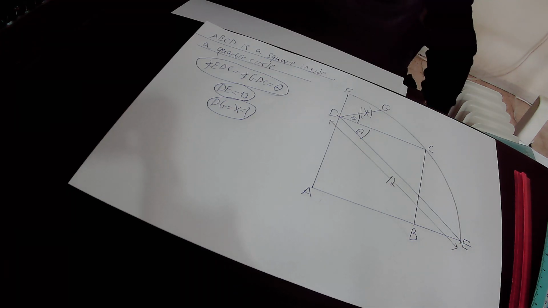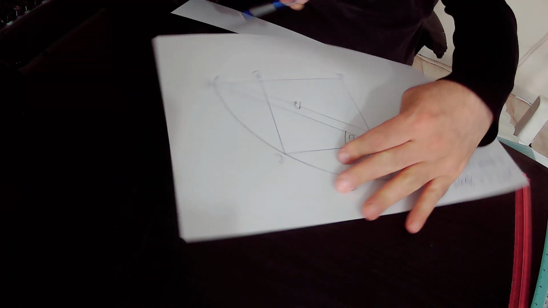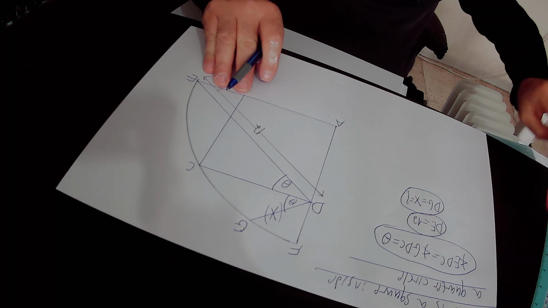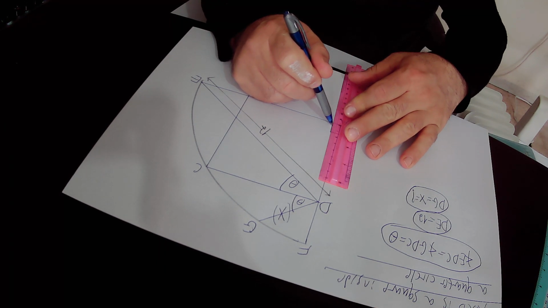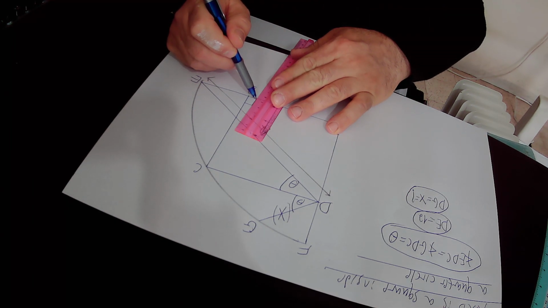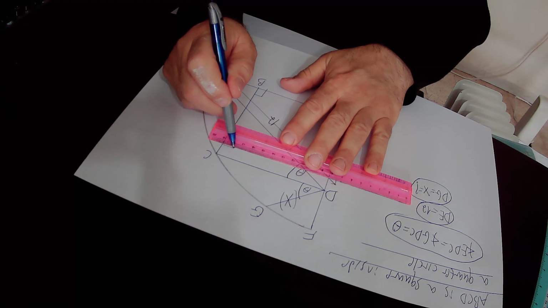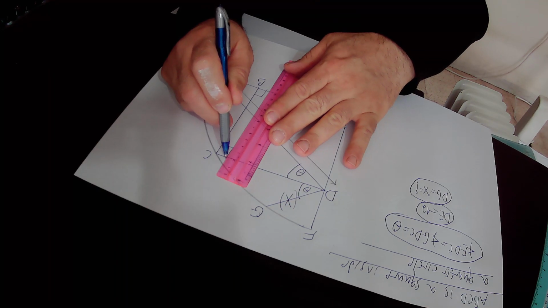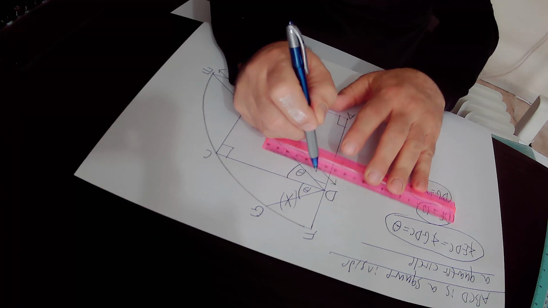So first of all, we know that ABCD is a square, and all the angles inside a square are right angles. So this angle is a right angle, this angle is also a right angle, this angle equals 90 degrees, and finally, this angle is also a right angle.